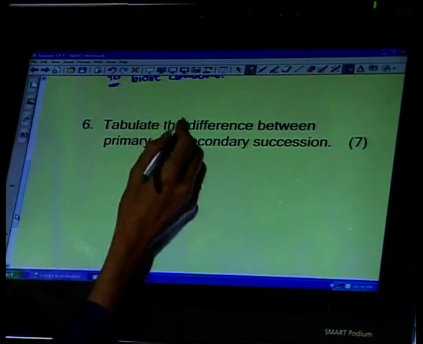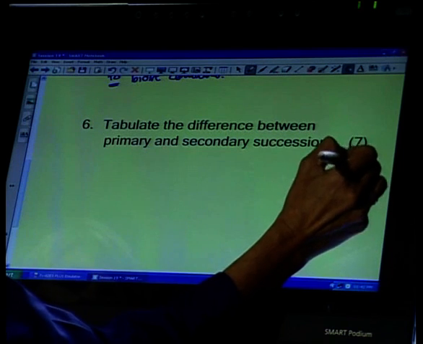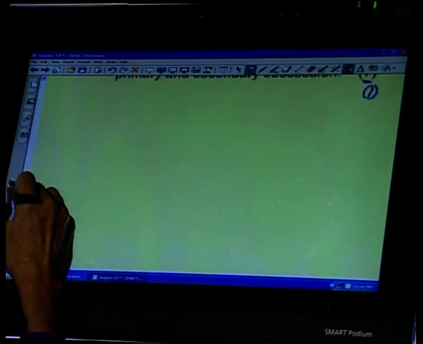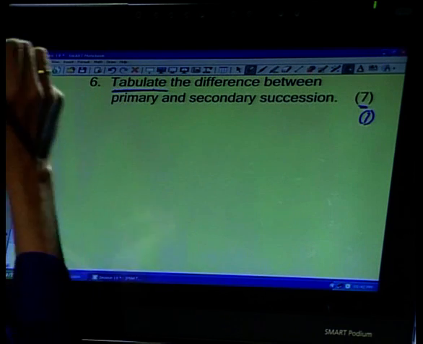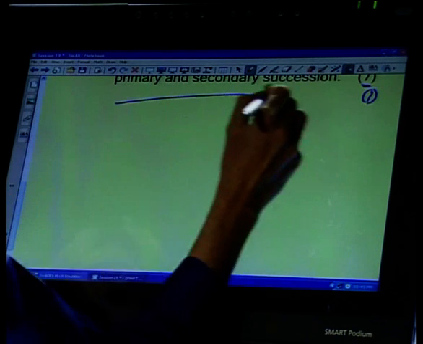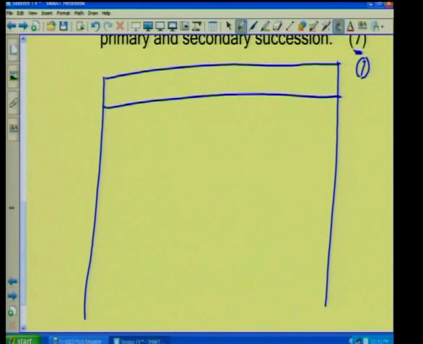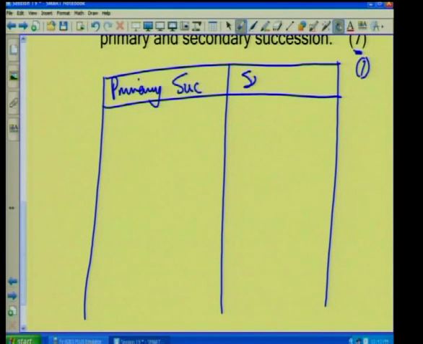Question 6, tabulate the differences between primary and secondary succession. Now remember, if it's 7 marks, 1 of them is for actually drawing a table. Because if they say tabulate, you must tabulate. So it's for drawing these lines. I mean, for heaven's sake, people. It's an easy mark to get. Okay? So primary and secondary succession. So if we're going to put primary succession here and secondary succession.